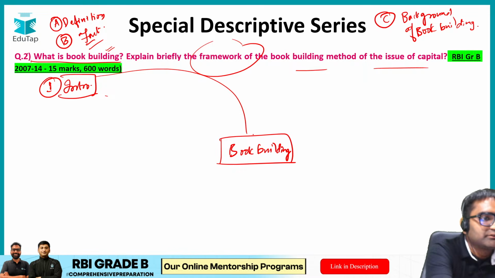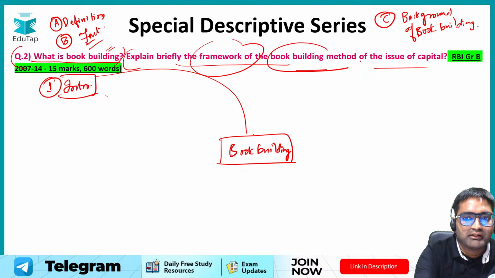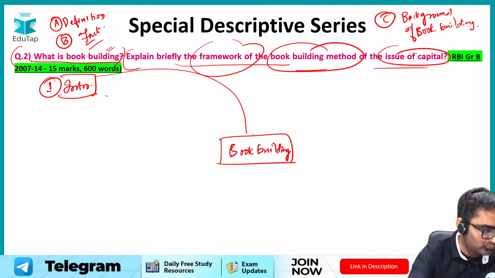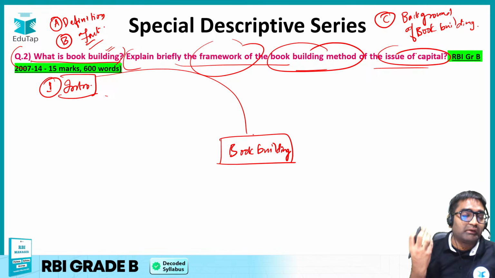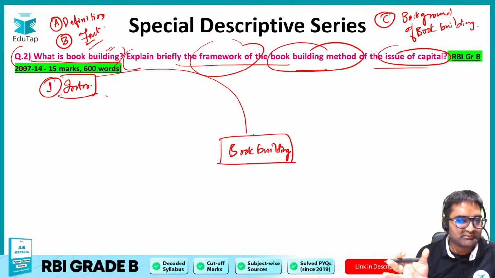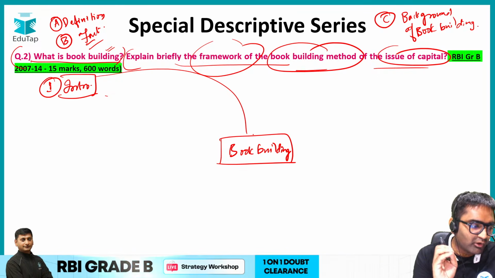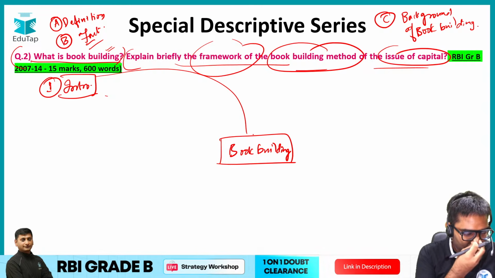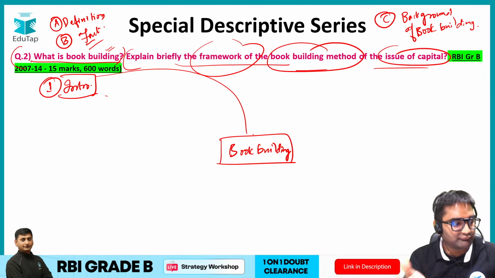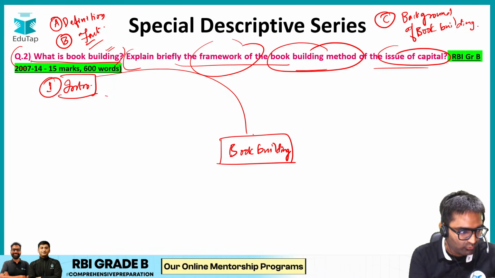If you see, the first part is what is book building. Then we have explain briefly the framework of book building method of issue of capital. So how many micro questions are there over here? Many a times, even though it might seem that there are two micro questions, there might be more than that. But here, how many micro questions do you have? Please tell me in the chat box. If you are able to understand from the previous question, just tell me how many micro questions are there.